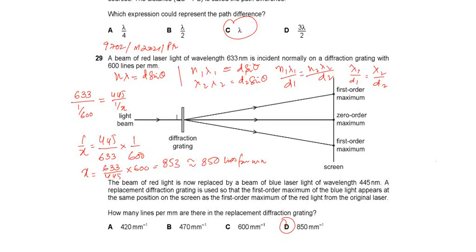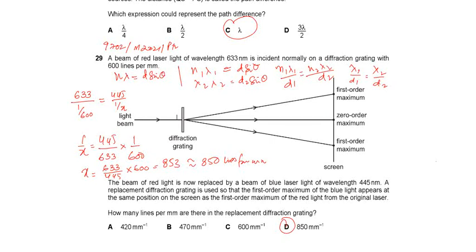9702 February March 2021 Paper 1, Variant 2. The topic is diffraction grating and the question number is 29. A beam of red laser light of wavelength 633 nanometers is incident normally on a diffraction grating with 600 lines per millimeter.